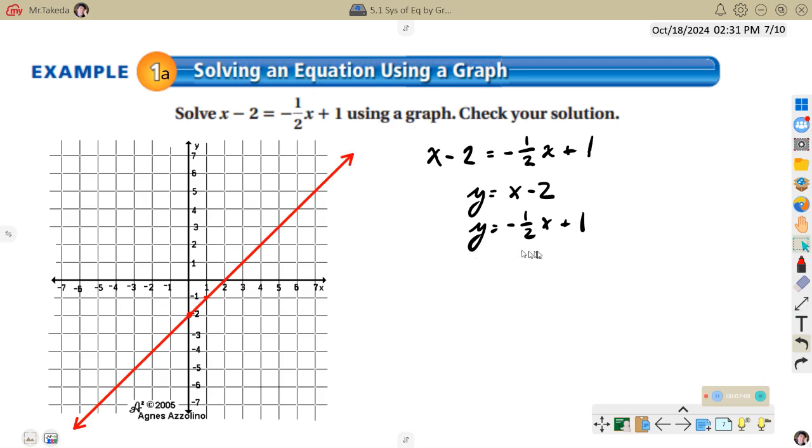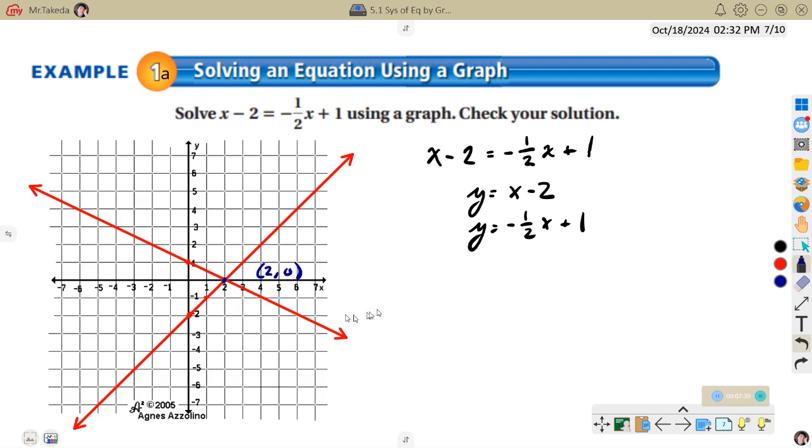And then y equals negative 1/2 x plus 1. My y-intercept is at 1. My slope is negative 1/2, so negative 1 over positive 2. Okay, so right there I can see what my point of intersection is. Let me go ahead and do the rest of the graph here. Okay, so there's that line. And I can see my point of intersection here is at 2, 0. X is 2, y is 0.